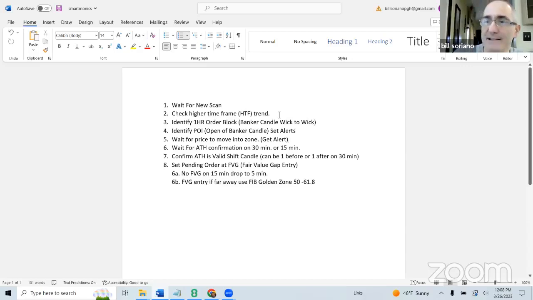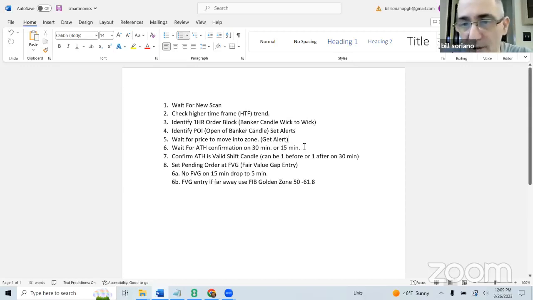Okay, Manny does a lot more research into price action to determine whether or not that is a good zone to mark up. And if he marks it up for us, then we can take the trade. He has an 85% win rate, right? So that's why. But if he didn't have it marked up, it would be no trade. We identify the 1 hour order block, banker candle, wick to wick. We identify the point of interest, open a banker candle, set the alerts. Once price moves into our zone, we get an alert.